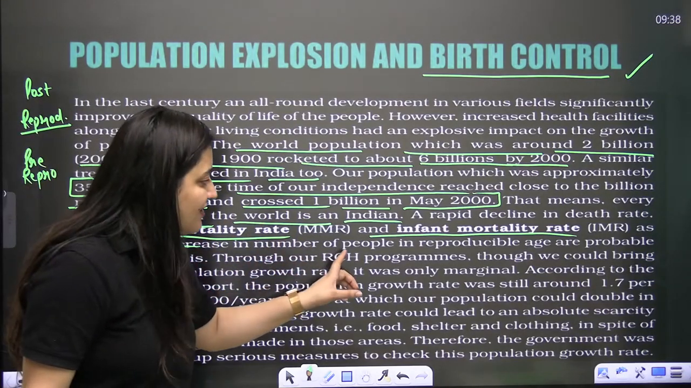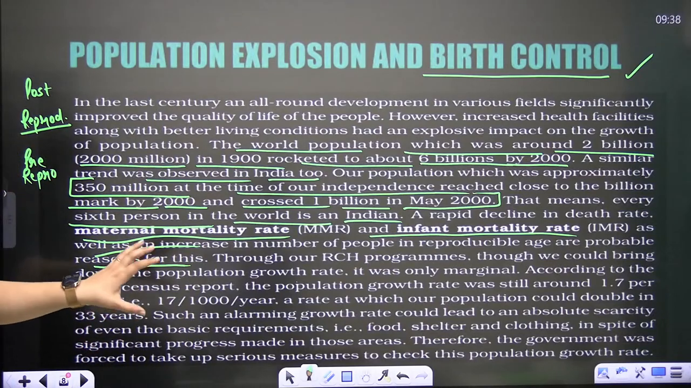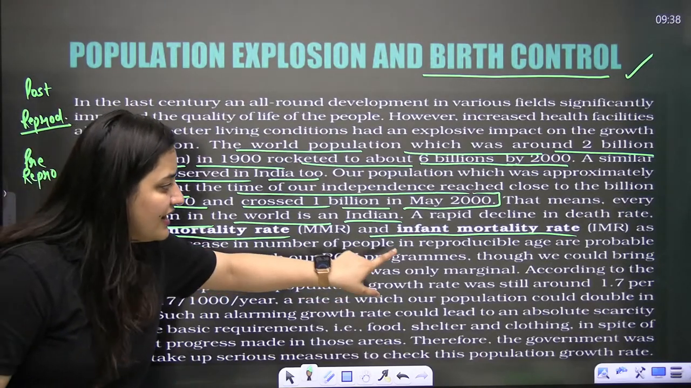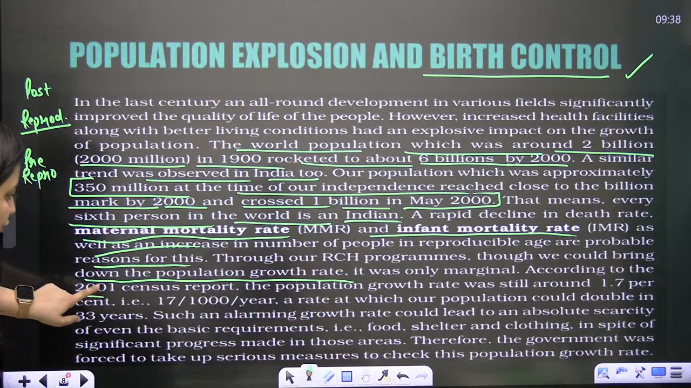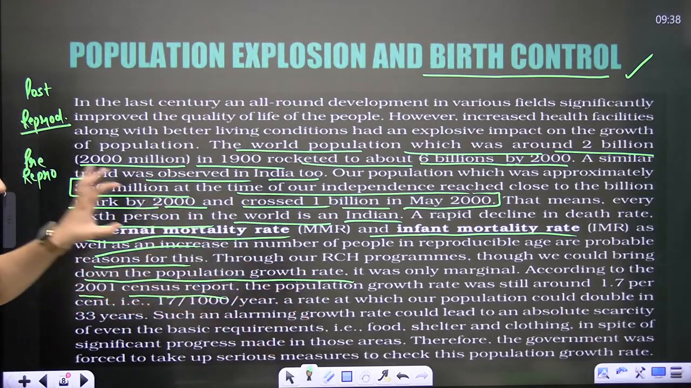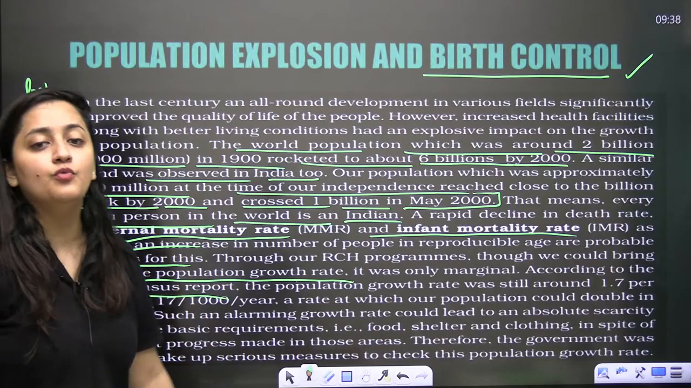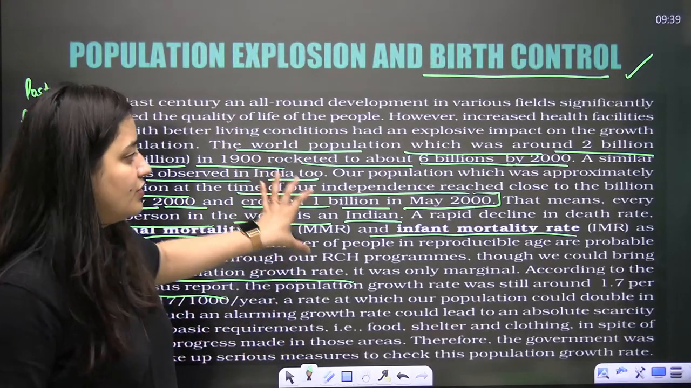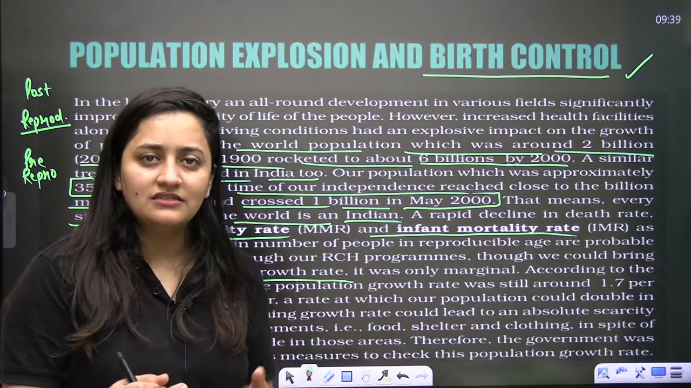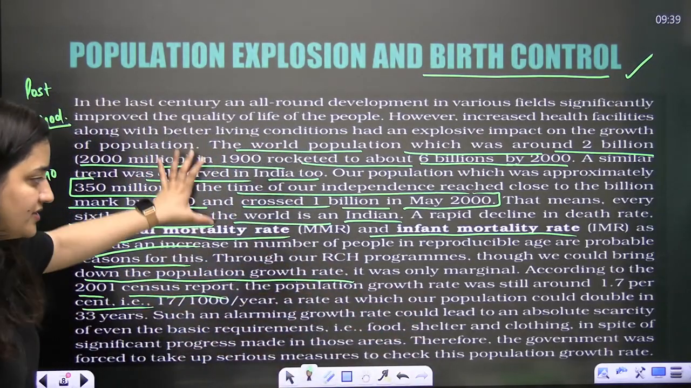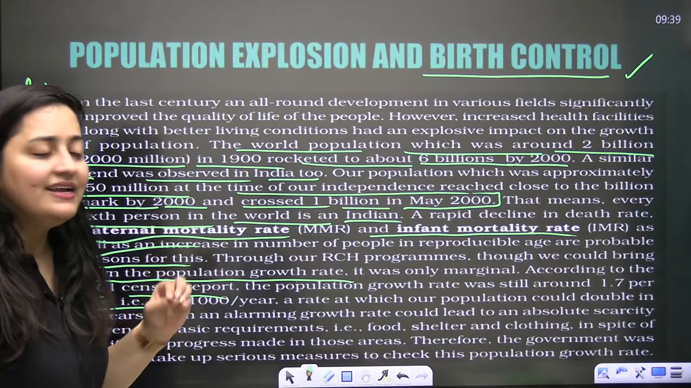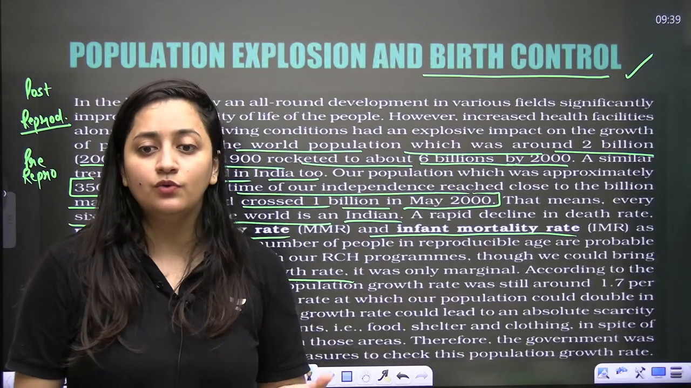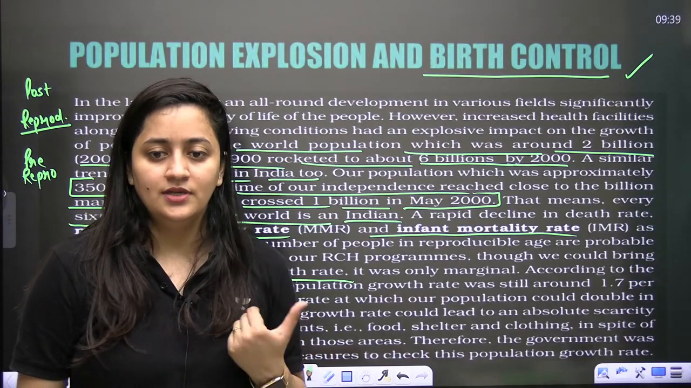So in the reproductive and child healthcare programs, no doubt, the aim is to provide awareness so we can bring down the population growth rate. It was only marginal. According to the 2001 census report, the population growth rate was still around 1.7%. This is what we need to mark. It is given in NCERT, so obviously they can ask you a question on the basis of it. We need to remember this data. With the class itself, you can make running notes and just note down these points. Ultimately, it is very important to control the population because it is increasing at a very fast rate. And you people know the current situation when it comes to population.